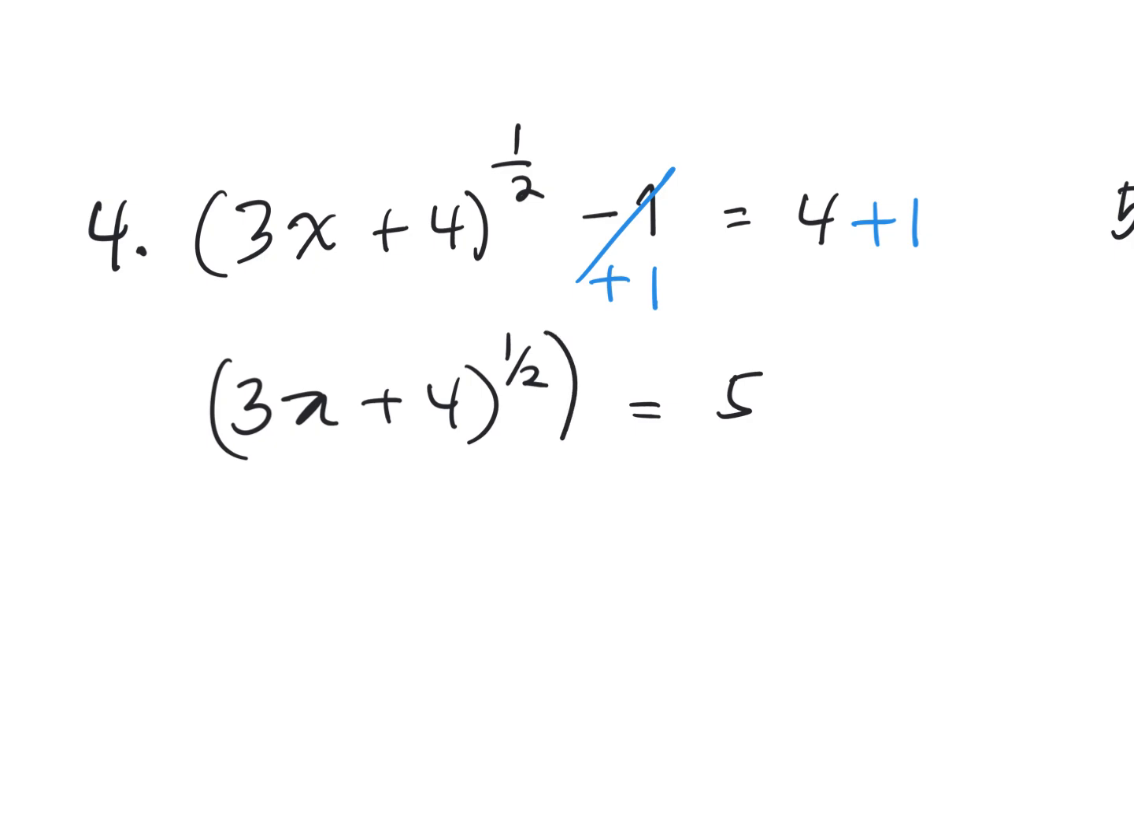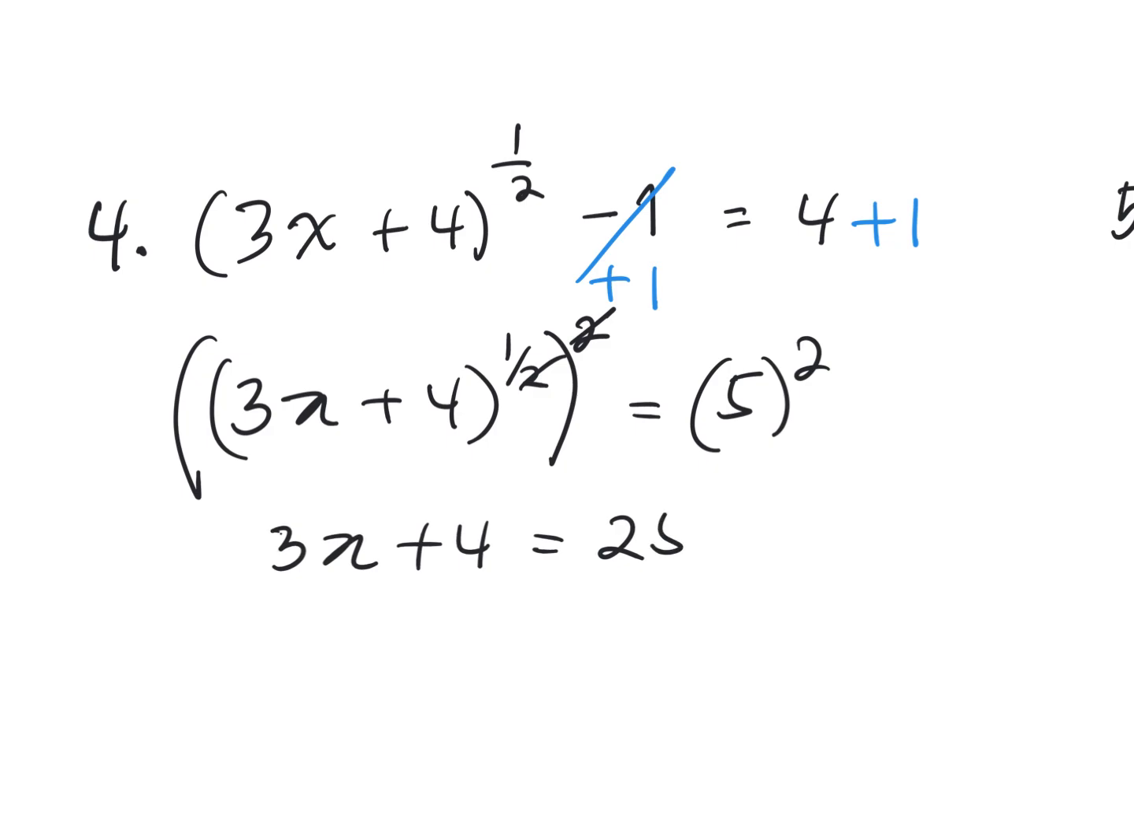Now, I'm going to raise this again to the power of 2 to cancel out this one. So what is left now is what's inside your parentheses, which is equal to 25. Okay, 3x is equal to 25 minus 4. That's going to give you 21. Therefore, dividing by 3, x is equal to 21 divided by 3, which is going to give you 7.